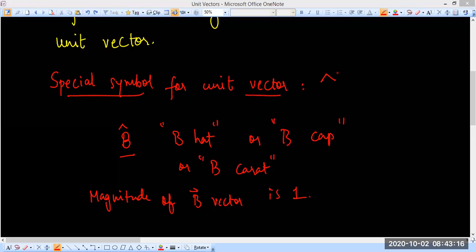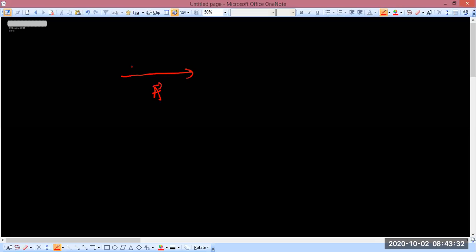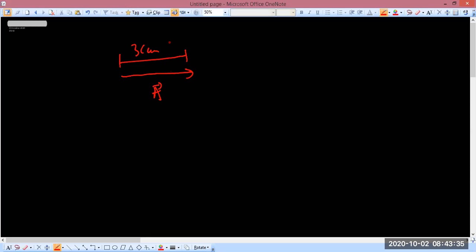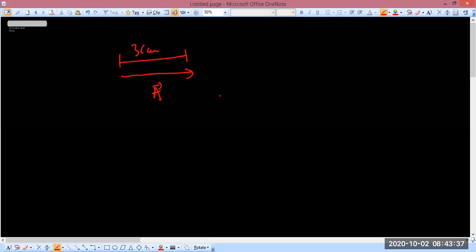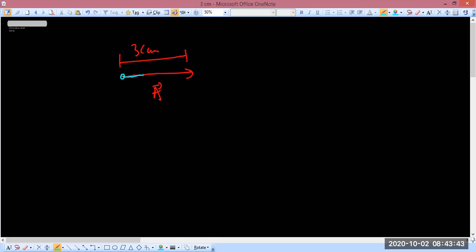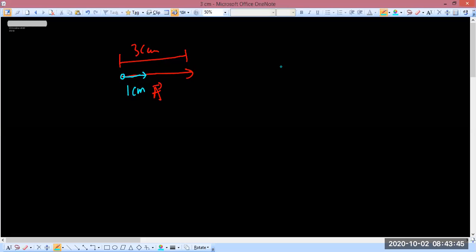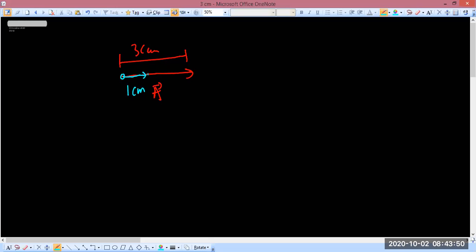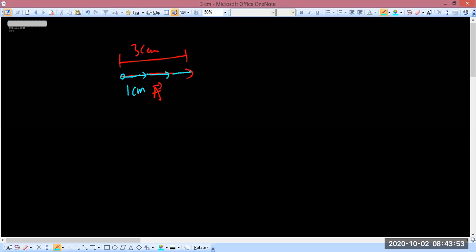Now, let's talk about the usage here. How do we use this concept? See, think about this very carefully. A vector here, let's say its length is 3 centimeters. Suppose I take one unit vector, then its length will be 1 unit, that is 1 centimeter. I hope you understood that. Then I'll have to draw 3 such unit vectors. Agreed?